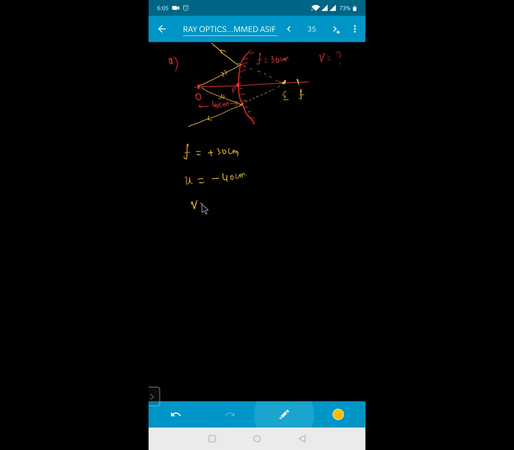So image distance is equal to how much? I told you yesterday the formula for the image. V is equal to U into F divided by U minus F. So that will be equal to minus 40 into plus 30, divided by minus 40 minus 30. This 0 and this 0 will get cancelled. So this will become for me how much, beta?